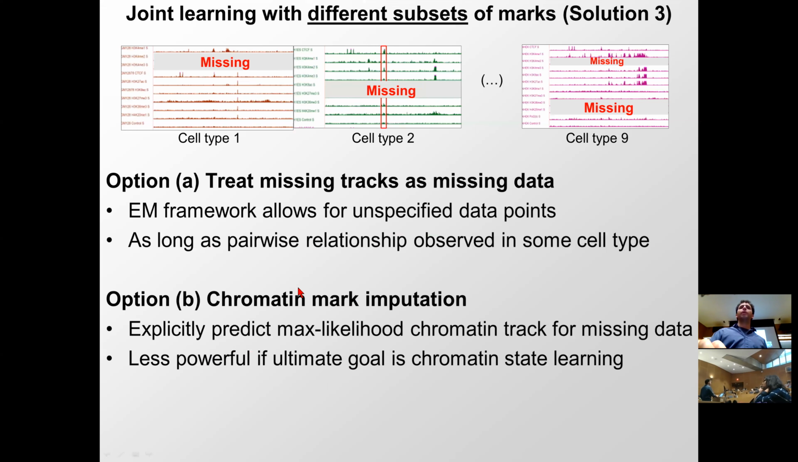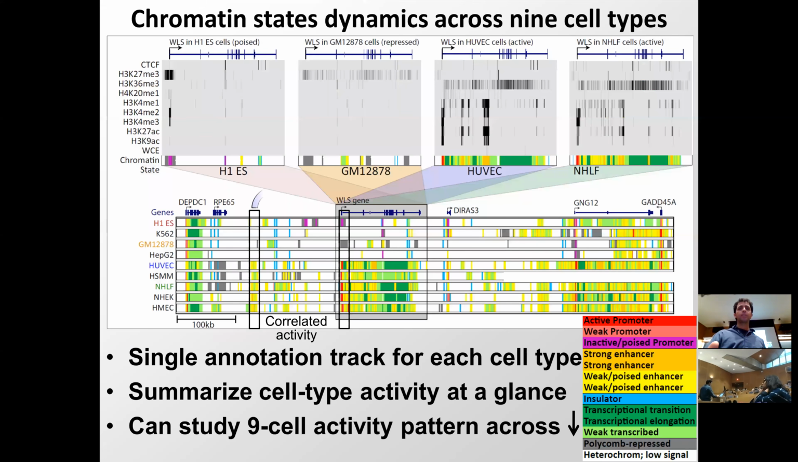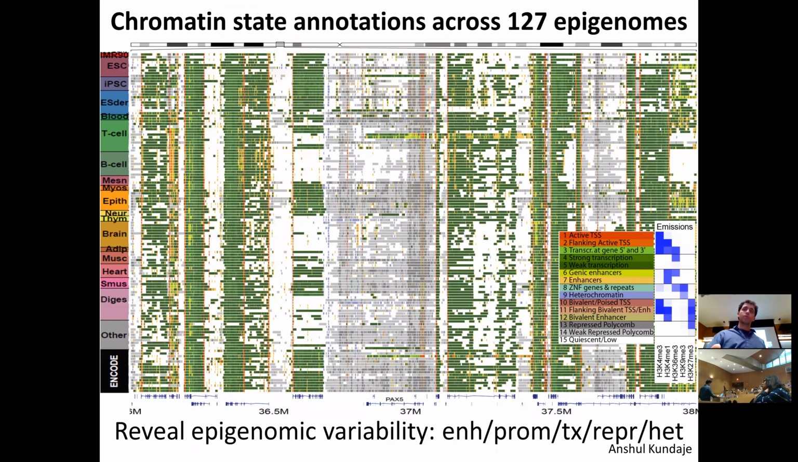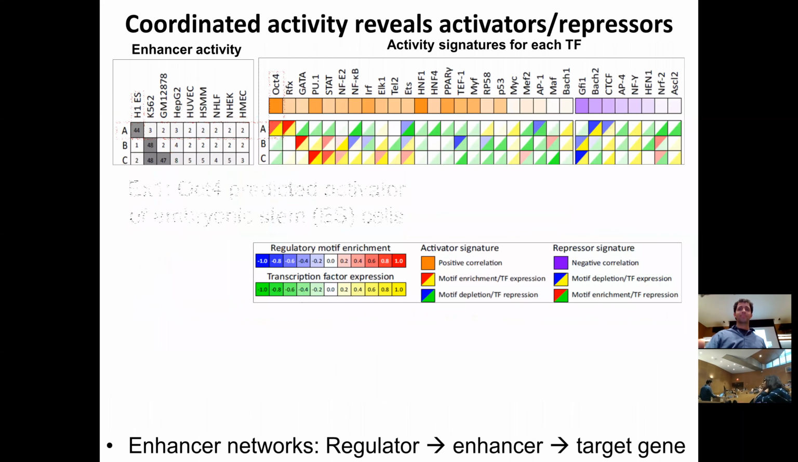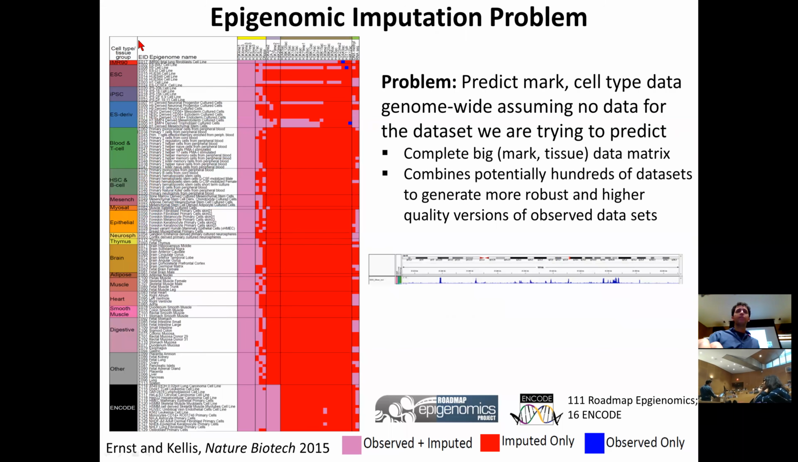The other option is to simply say, well, if I have these data sets, I can use the correlation patterns between cell types and between tracks, between different marks, to impute the missing data. And that is what we did. I'm going to skip a lot of slides here, which we'll cover in a regulatory genomics lecture. So what we did, again with Jason, is develop a model that allows us to impute missing data.